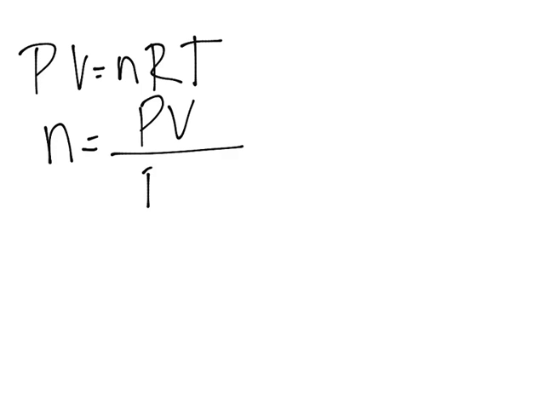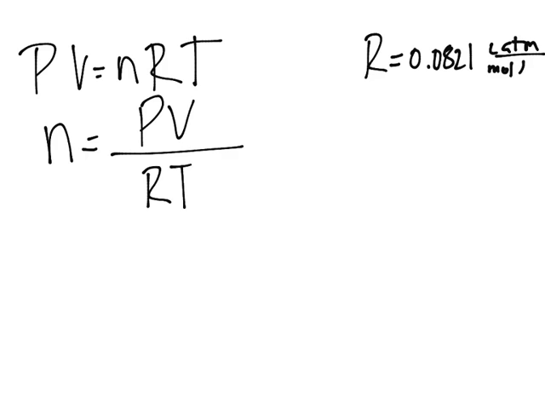n equals PV over RT. However, I told you in the ideal gas law video that you will always want your pressure in atmospheres, your volume in liters, and your temperature in Kelvin, because otherwise the units wouldn't cancel out with the constant. So let's write our data here. R is 0.0821 liters atmospheres per mole Kelvin.